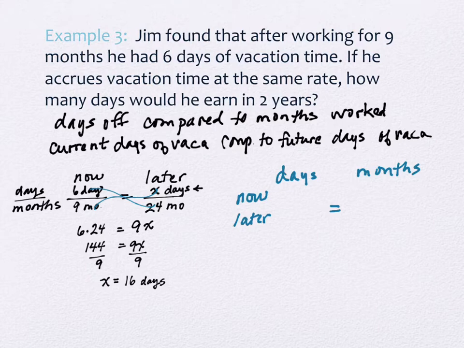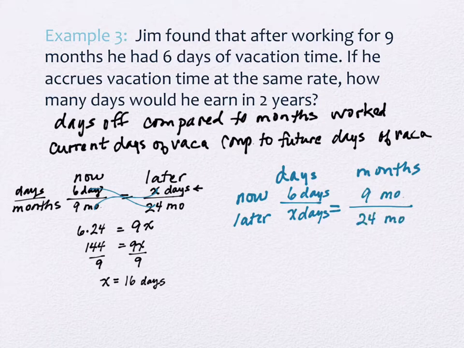That would be fine. But how many days does he have now? 6, right? 6 days. Days later is what we're looking for. He's worked 9 months now. He will have worked 24 months later. And if you notice, you cross multiply, you have the same numbers you had before. Not only that, but if you compare what we just did, what appears to have changed places in terms of the 6, 9, x, and 24? What switched?